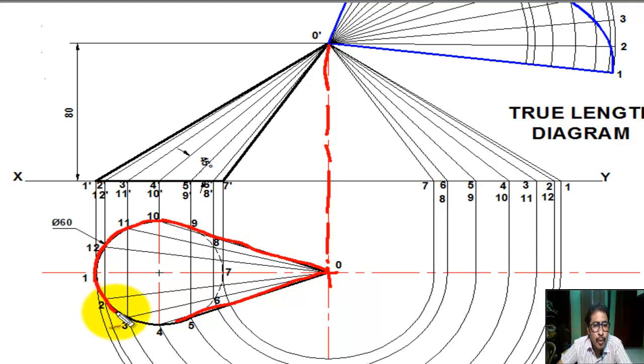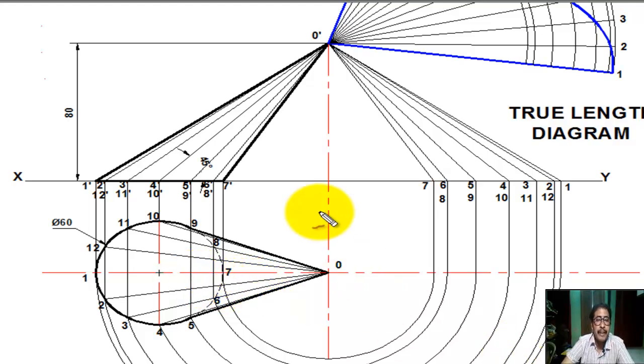This is the top view. This portion is hidden. This is dotted line, and this is the front view. This is the front view, and this is the top view. Okay, this is the front view. This is the top view of the oblique cone.